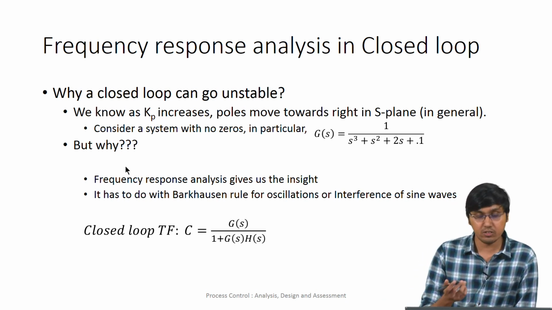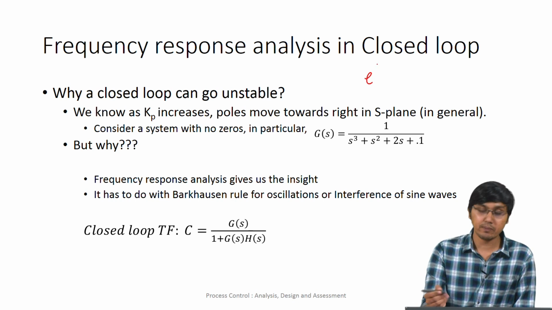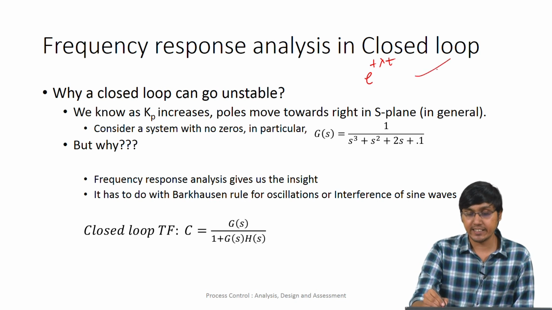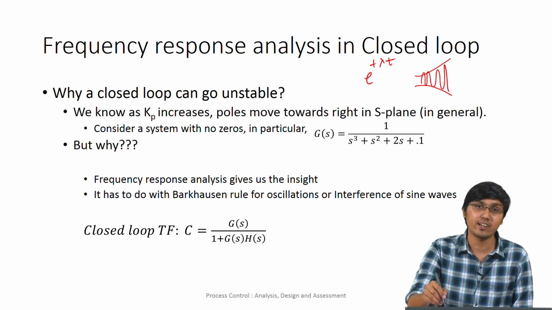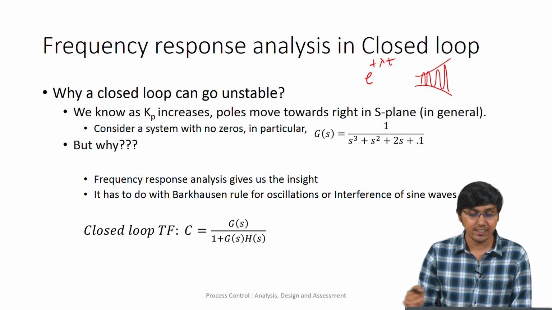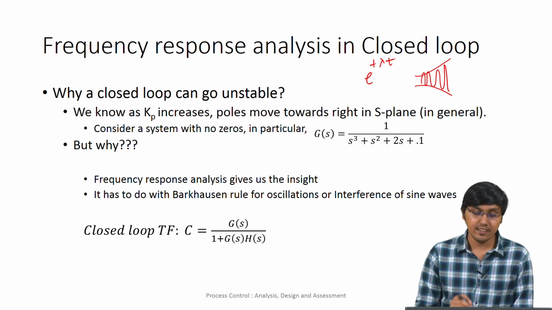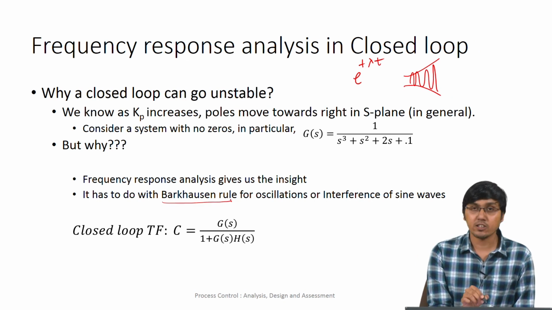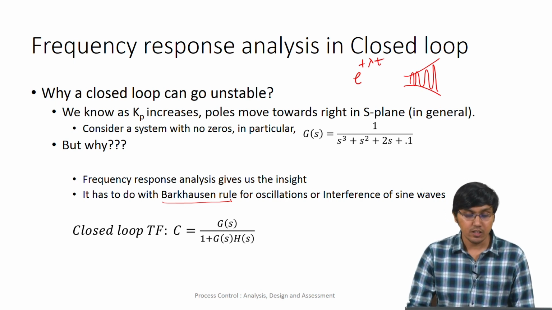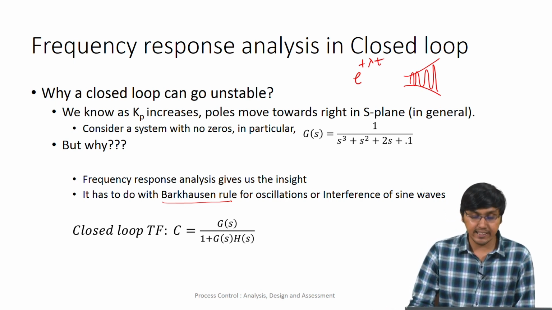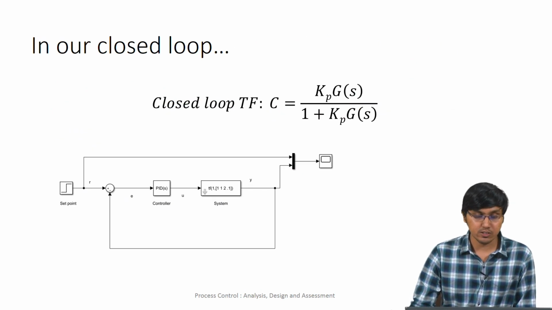So why does it go unstable? One thing we can say is that whenever we have a pole on the right hand side of the S plane, we have some positive lambda into t, which causes an increase in the amplitude of, say, a sine wave, and that is what makes it unstable. But why does this increase in amplitude happen? For this there is a rule called Barkhausen's rule. In electronics, we use Barkhausen's rule for creating an oscillator, etc. So that is what it basically says.